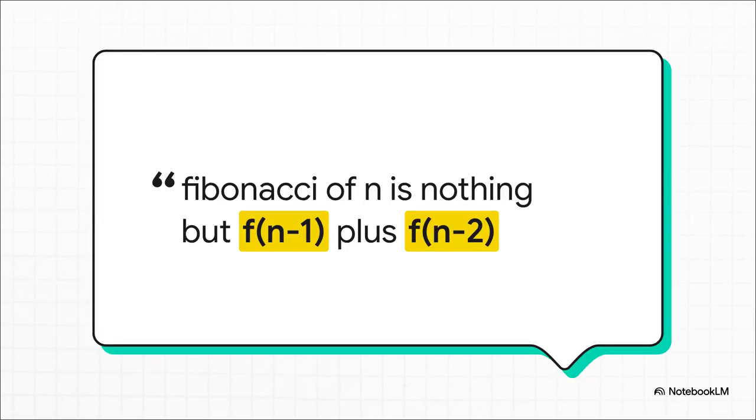And boom, right there, that's the magic of it. The mathematical formula itself is recursive. To get the nth Fibonacci number, you need the one right before it, f of n minus 1, and you need the one 2 steps before it, f of n minus 2. You see it right there in the formula. It's practically screaming at us that 2 calls are needed.